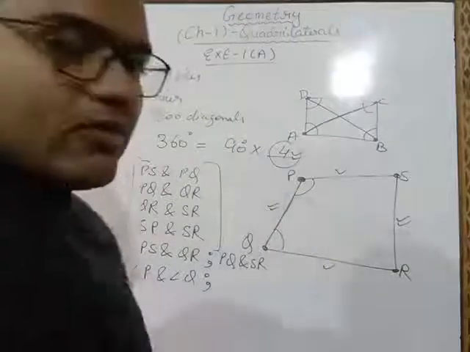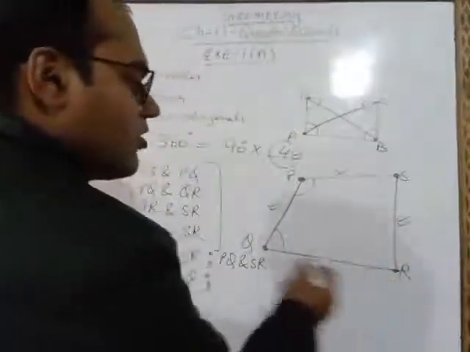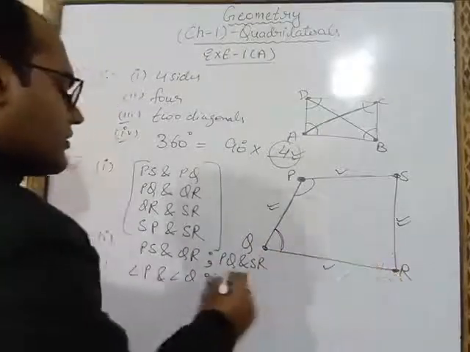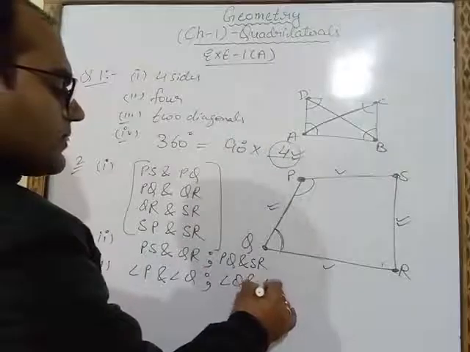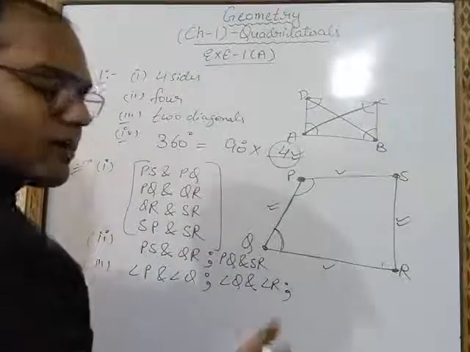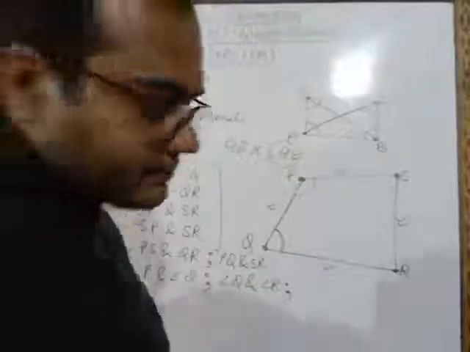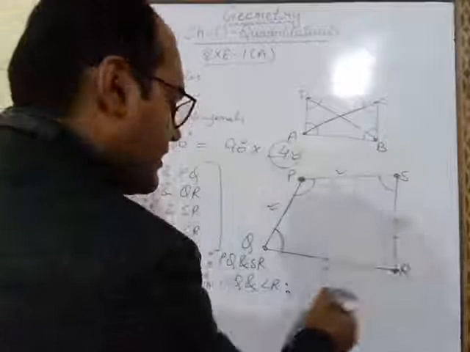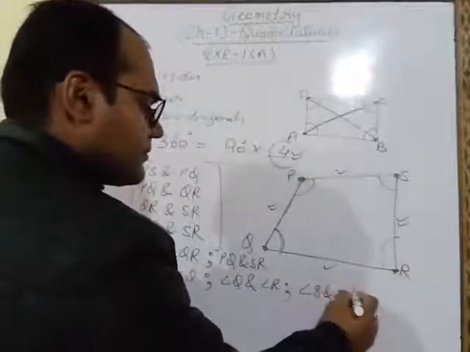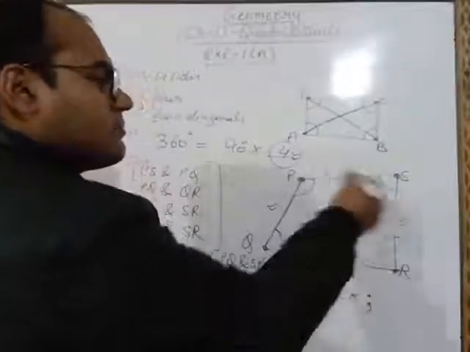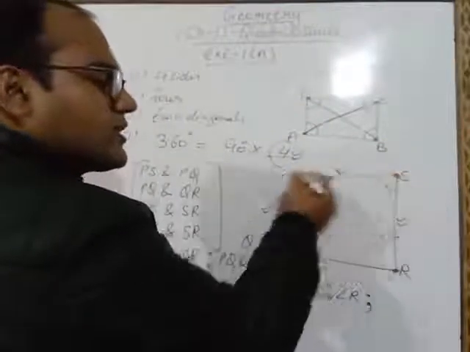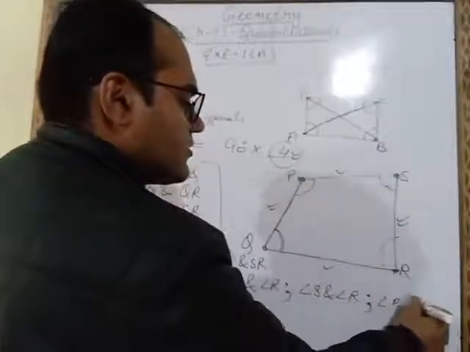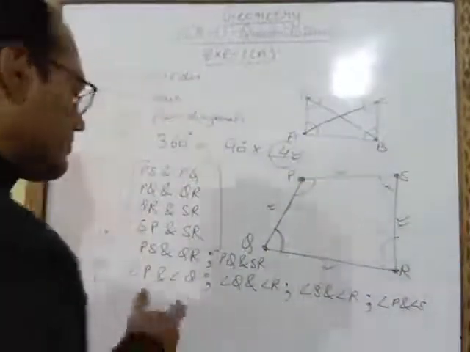Another pair of adjacent angles: if we take this side QR, on this side QR we have two angles, angle Q and angle R. So angle Q and angle R. For the third pair of adjacent angles, when you take this side, we have these two angles, angle S and angle R. And the fourth pair, when we take this side PS, these two are on the same side PS, so angle P and angle S are also adjacent angles. So like this you have to do part number three.